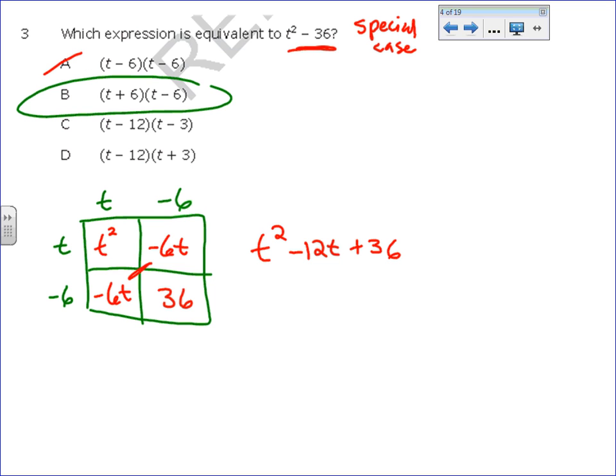Hopefully you memorized your special cases and you know it's B because when I multiply these two, they're going to give me negative 36, and because they're opposite signs, they cancel. So the answer is B.